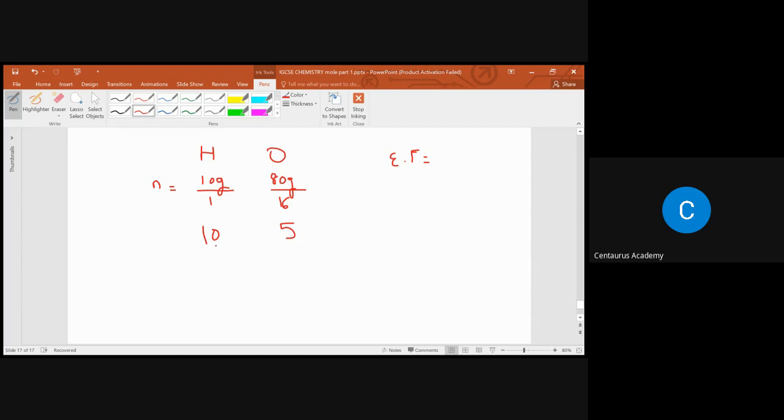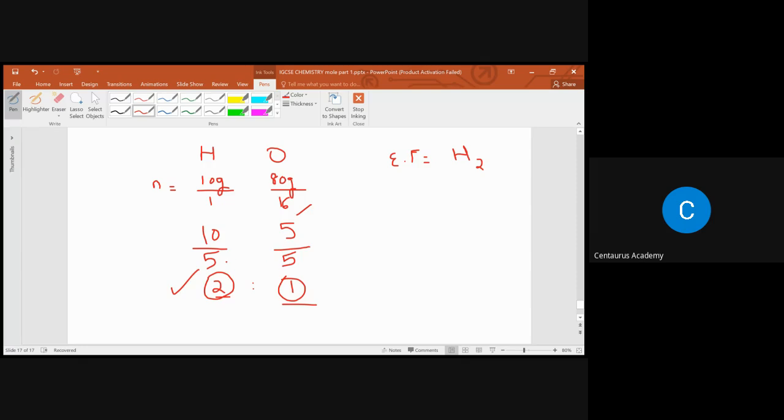Now we are going to divide both of these numbers by the smallest of them. Which one is the smallest number? 5 is the smallest number. So you divide both numbers of moles by 5, and you get 2, and this is going to be 1. This means that the ratio of hydrogen to oxygen present in this compound is 2:1, and this is the simplified ratio, which cannot be further simplified. Also, this is the simplest whole number ratio. Both of these numbers are whole numbers.